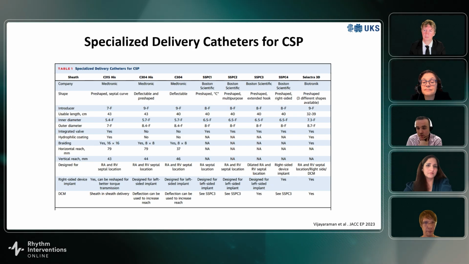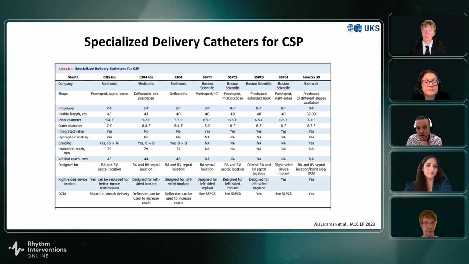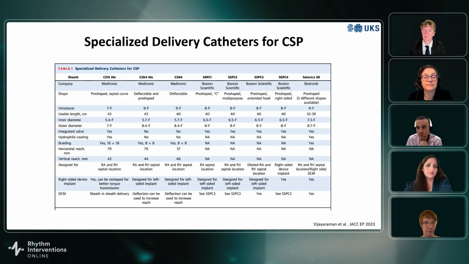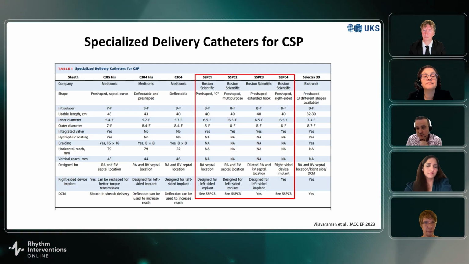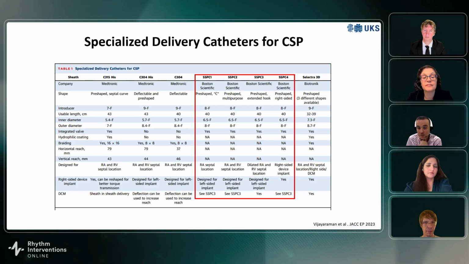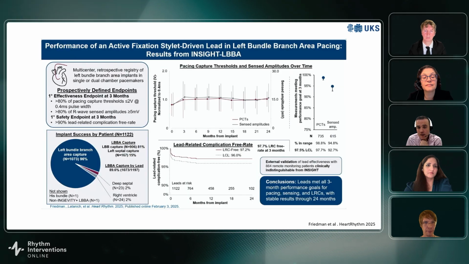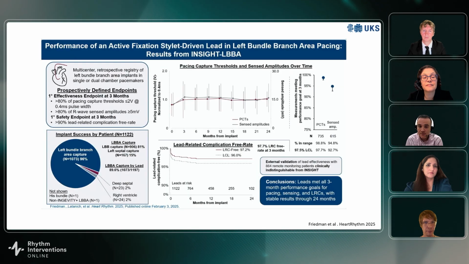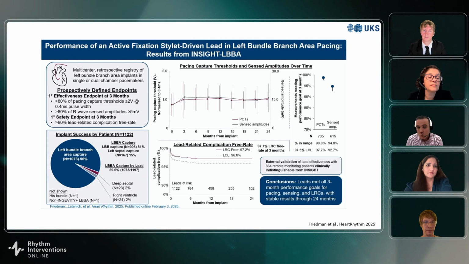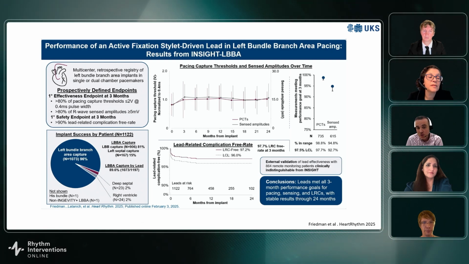Just coming back to the catheter, there's a nice paper published in JACC EP. Here we can see how we can decide depending on the indication. If we have someone with heart failure, we can start with the number 3 catheter. If we have someone with a normal heart, we can start with catheter number 2. The longevity was studied in the INSIDE-LBBAP registry, which included around 1,100 patients.